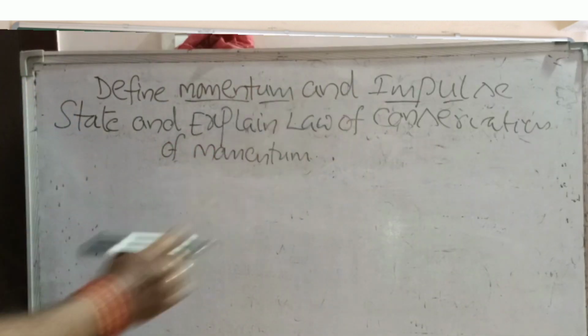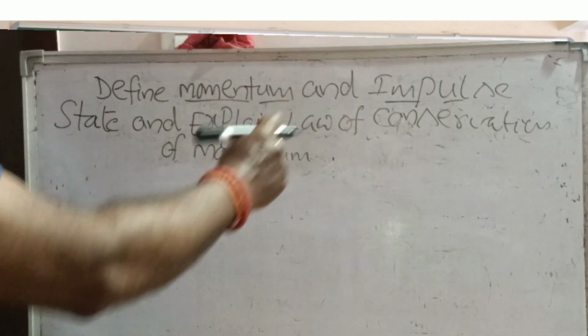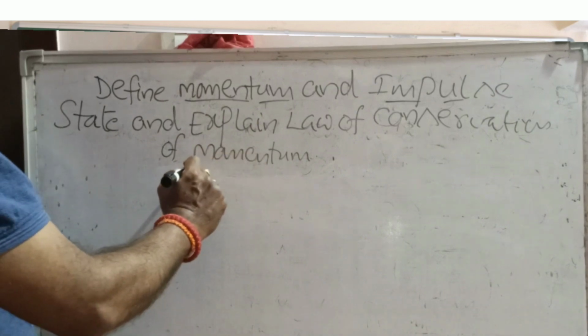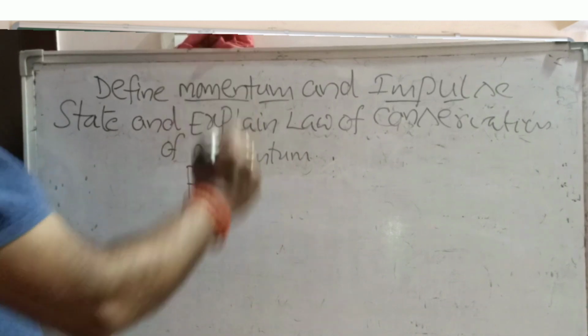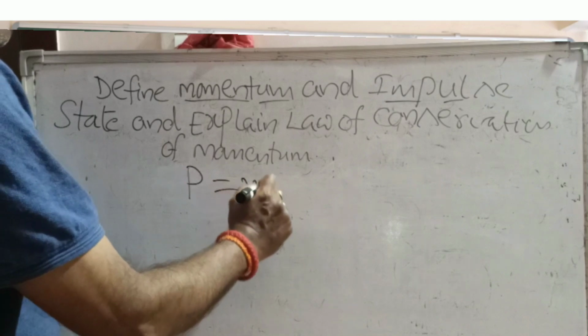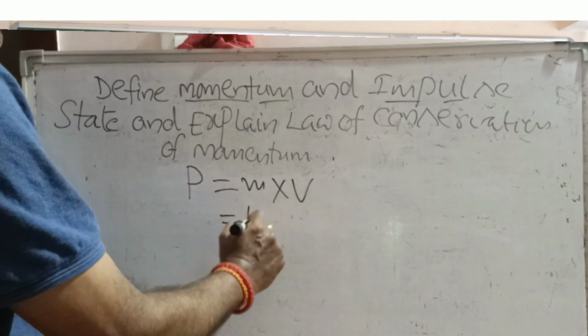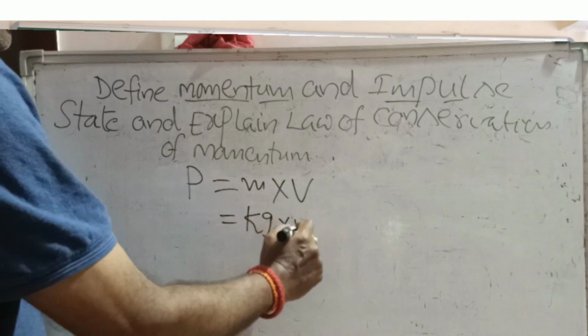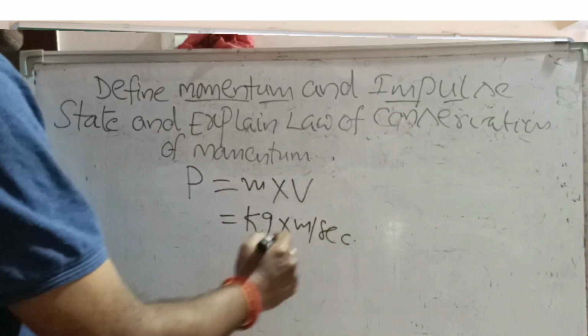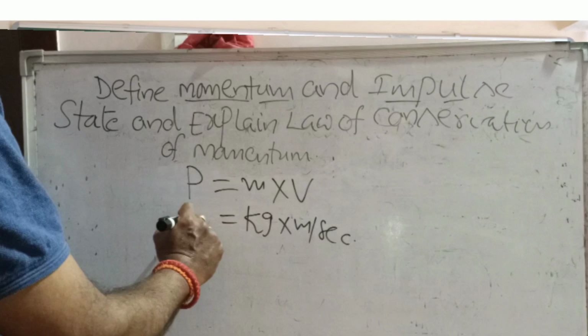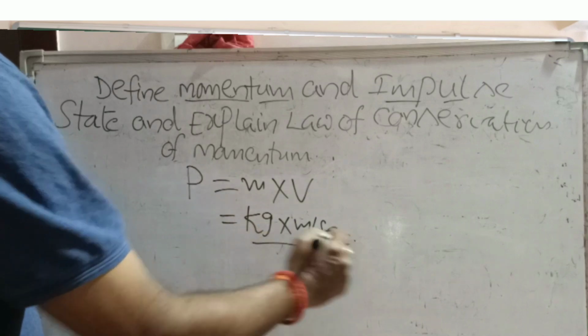Define momentum and impulse. State and explain the law of conservation of momentum. Generally, momentum is defined as the product of mass and velocity. Since mass is measured in kilograms and velocity is measured in meters per second, kg meter per second is the unit of momentum.